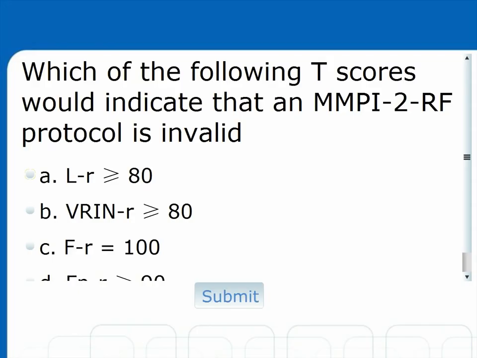Now for some review questions for this unit. Which of the following T-scores would indicate that an MMPI-2-RF protocol is invalid? A, L-r greater than or equal to 80; B, VRIN greater than or equal to 80; C, F-r equal to 100; or D, FP-r greater than or equal to 90.